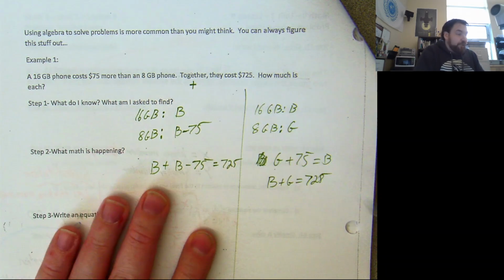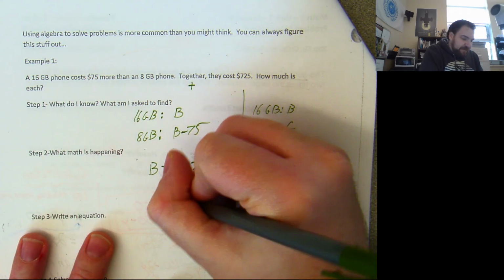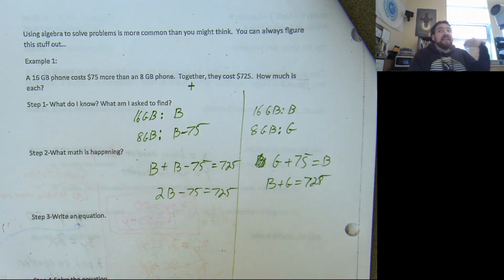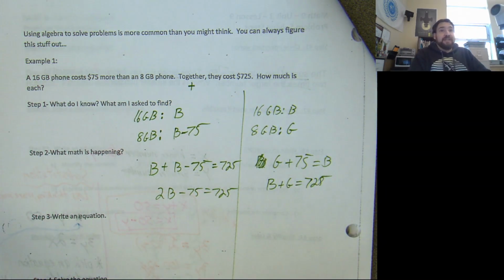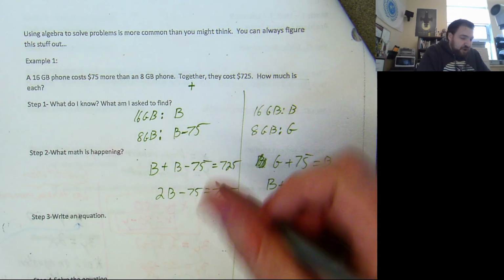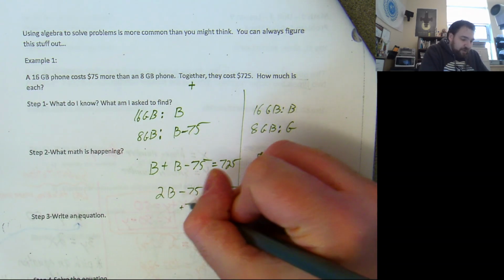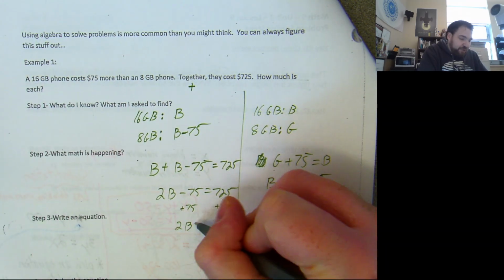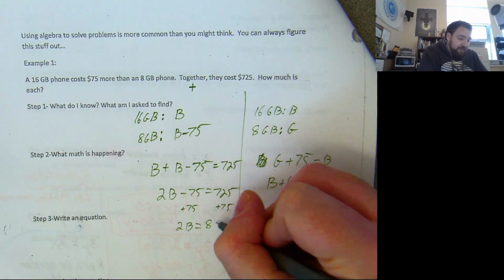So I'm going to group my like terms. B plus B is 2B, minus 75 equals 725. I love that you guys have intuition, but you need to tie that to a method that works consistently. To solve this thing for B, we're going to add 75 to both sides. So 2B is now going to equal 800.